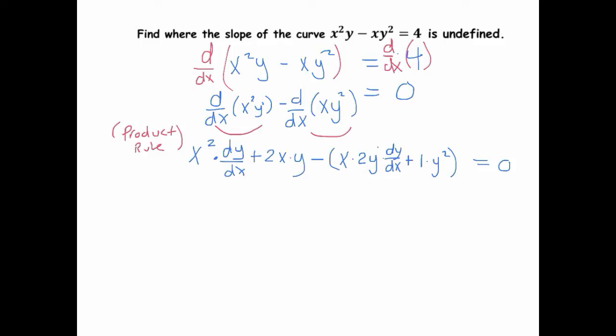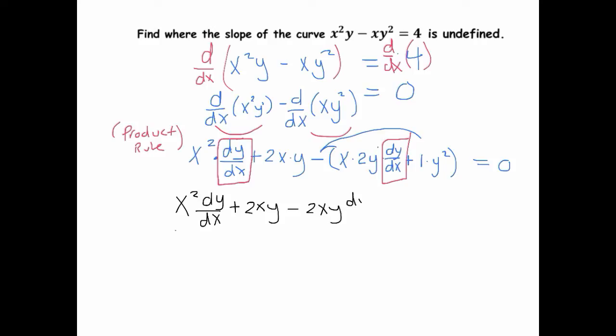Now, our goal is just to do some algebra by isolating dy dx. We've got to get dy dx by itself on one side. So this is now just an algebra problem. First, I'm going to distribute this negative to both terms there. So this becomes x squared times dy dx plus 2xy minus, I'm going to write this as 2xy dy dx, minus y squared equals 0.